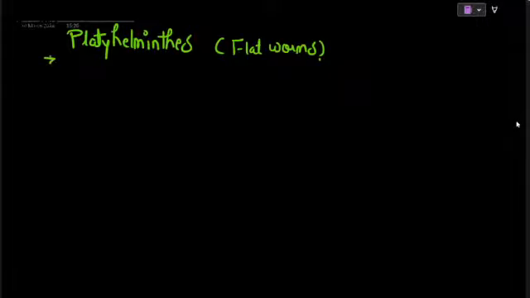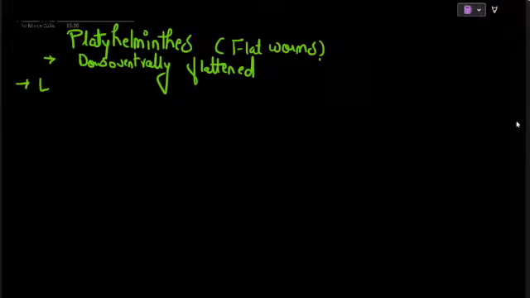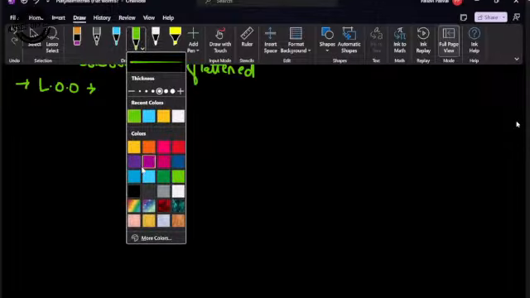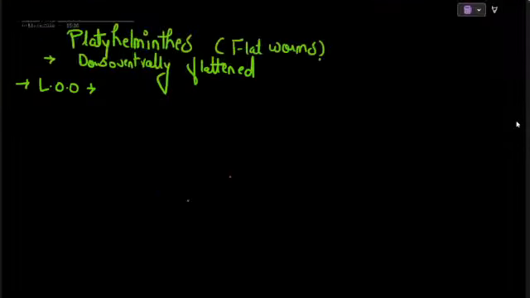Platyhelminthes. Dorsoventrally flattened structure. Next point, level of organization. Typically, only this phylum has organ level or organ system. Organ level, yes, organ level of organization.